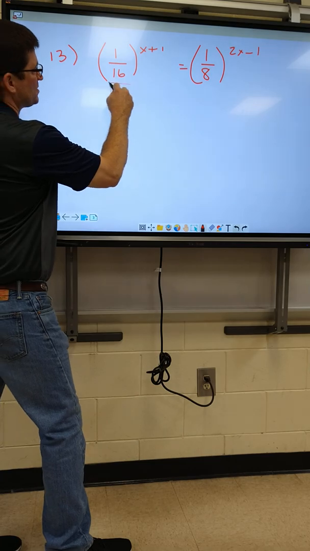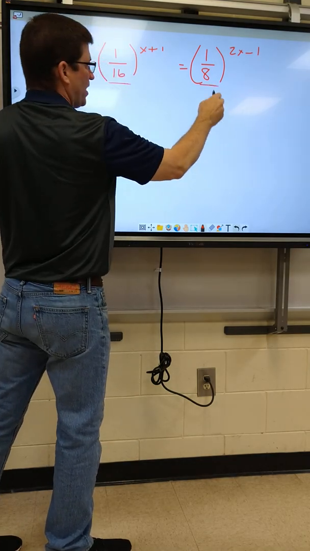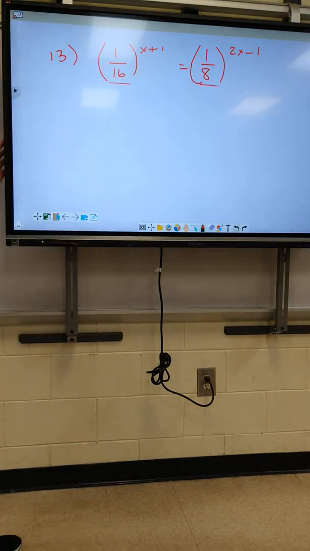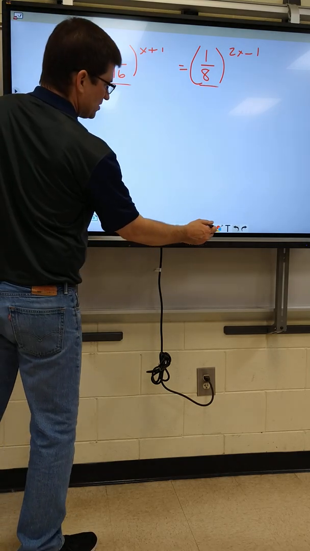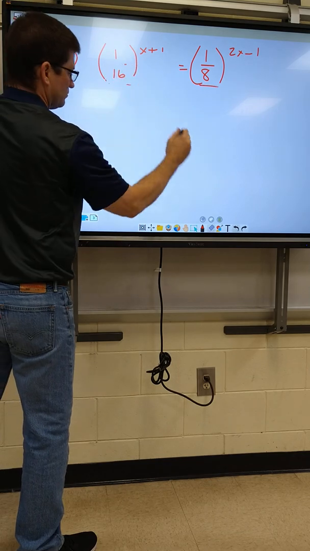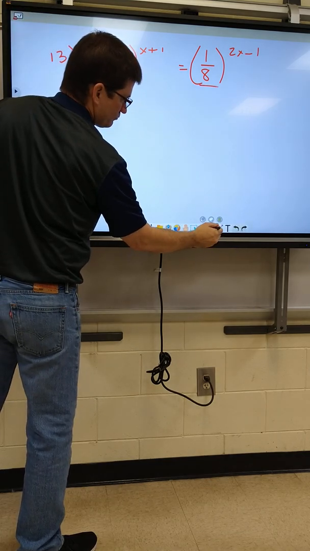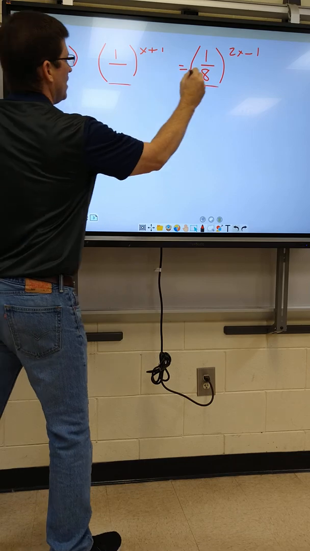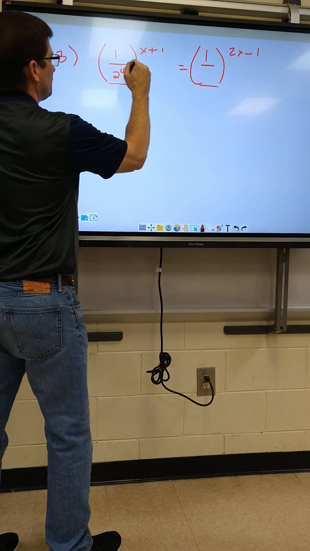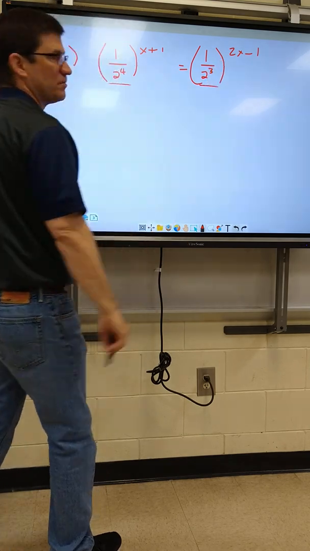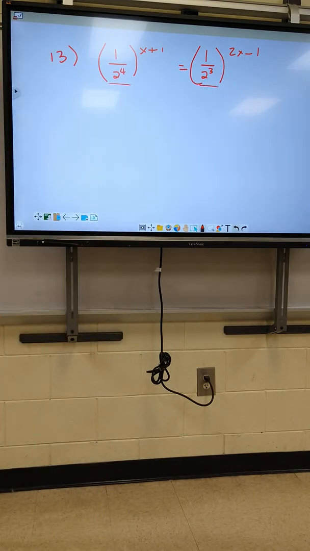All right, so same kind of deal, guys. You got fractions. We got to turn both these numbers into the same number. Look at the board. What are you going to change them into? 8 turns into 2 to the third. 16 turns into 2 to the fourth. All right, so I'm just going to erase it right here. I'm going to erase it there and erase it there. So 16's 2 to the fourth, 8's 2 to the third. Everybody good there?